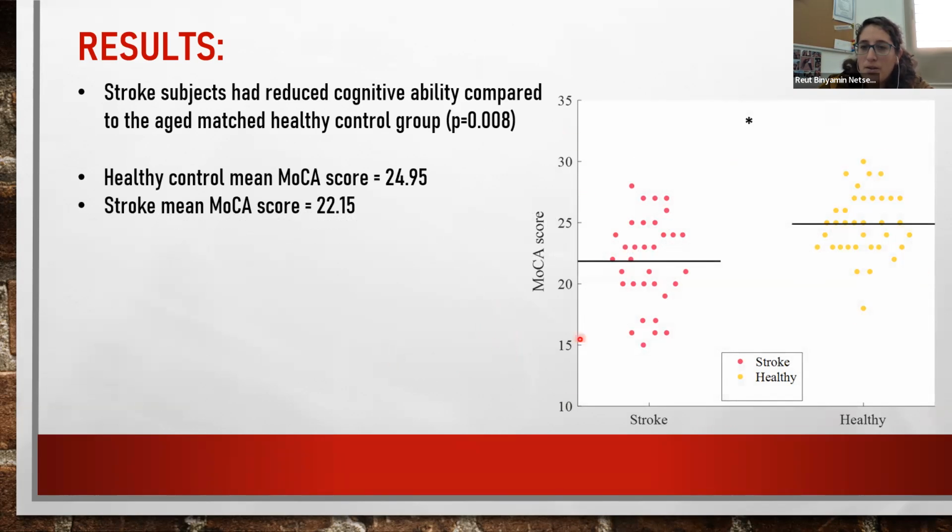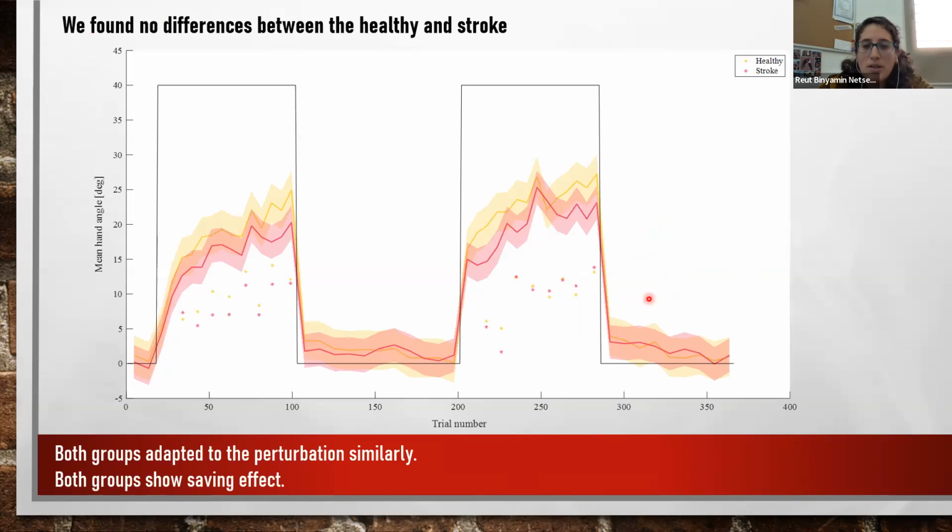You can see here the total MOCA score out of 30. 30 is the max score you can get on MOCA. And the groups, you see the difference between the lines. So we did have a difference in the cognitive abilities. But when we looked at adaptation, we saw a different picture. I'll just explain the graph first.